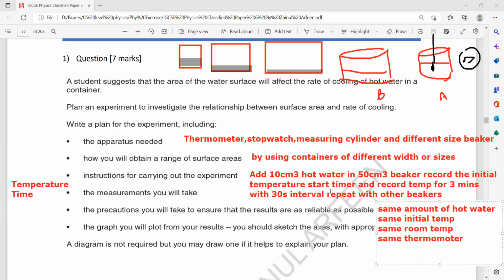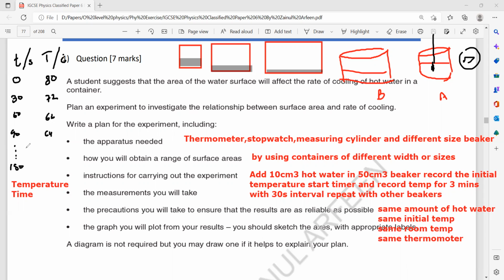What is the meaning of recording a temperature for 3 minutes with a 30-second interval? That's what we do when we start the experiment. We measure the temperature. At the beginning of the experiment, maybe the temperature of the hot water was 80. Then after 30 seconds, we measure the temperature again. It might be, say, 72. Then after another 30 seconds, we measure again. It might be 66. Then after another 30 seconds, it might be 64. Like this, we continue to record the temperature at 30-second intervals for 3 minutes, which is 180 seconds.